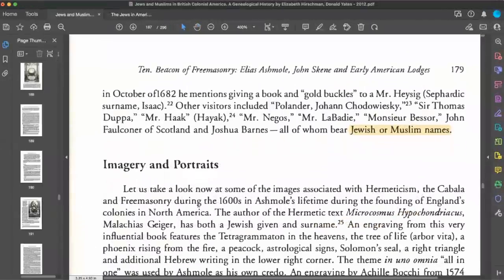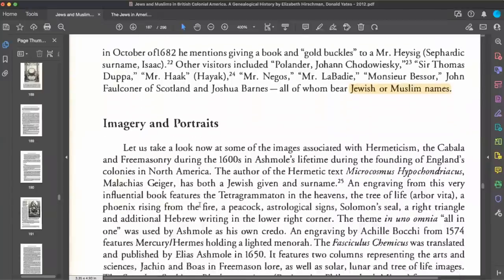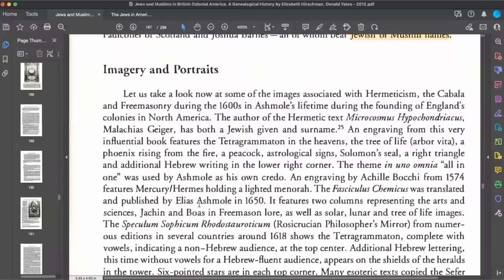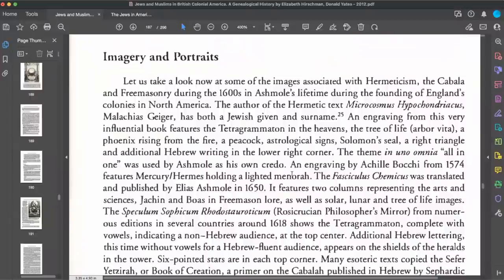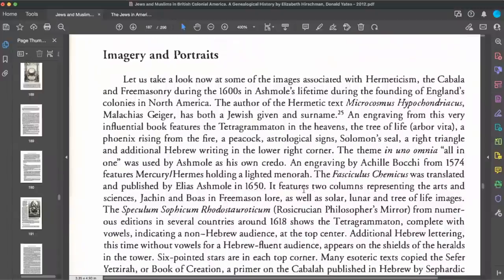All right, so we continue in the book, Jews and Muslims in British Colonial America, A Genealogical History. And we're at this part of the book in chapter 10. It says here, imagery and portraits. All right, so they're going to show us some imagery that we've gone over before, again, in my thought videos and my Hermetics, Hellenistic videos. Again, dodge the hijack on the whitewashing, but we're going to read some interesting things here. I didn't know all this info was in this chapter. Very interesting chapter. Hope you guys are enjoying it.